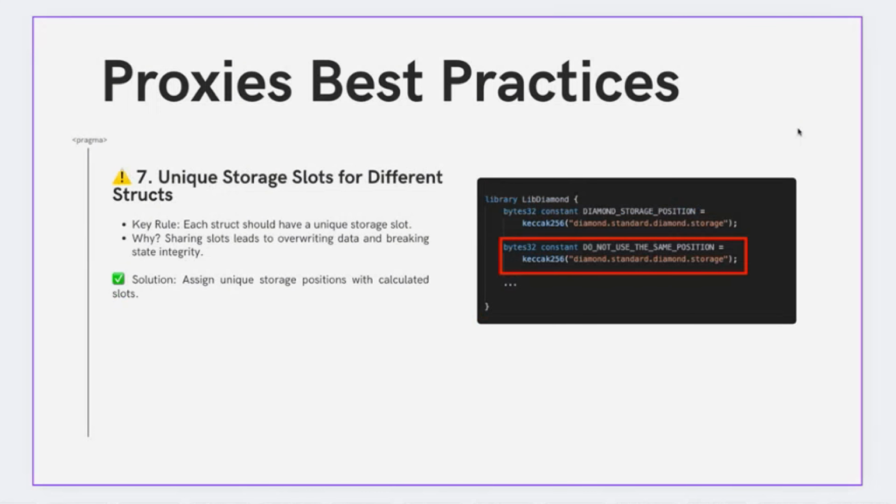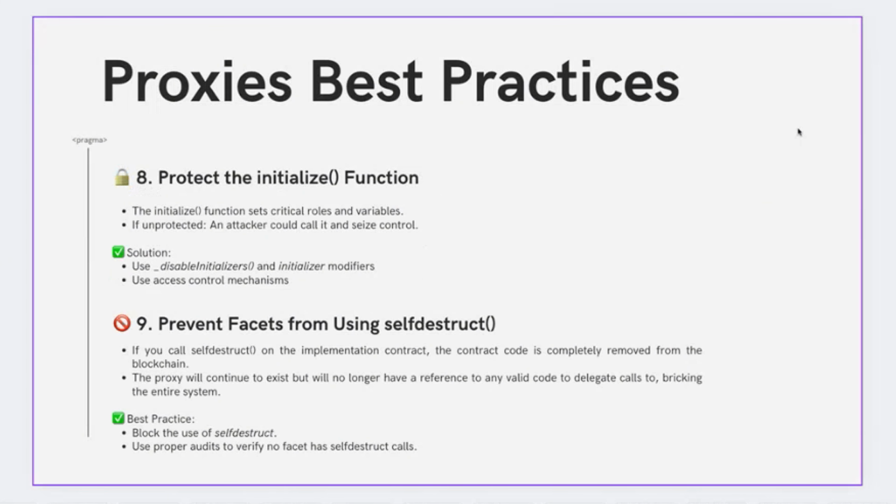Obviously, unique storage slots, like we said before: never point two different storage variables to the same position in the EVM. Otherwise, you risk having corrupt data and data overriding between each other. And last but not least, remember to protect your initialize function in the implementation contract, like we saw with the disable initializers and the initializer modifiers. And obviously prevent facets or implementation contracts from having self-destruct.